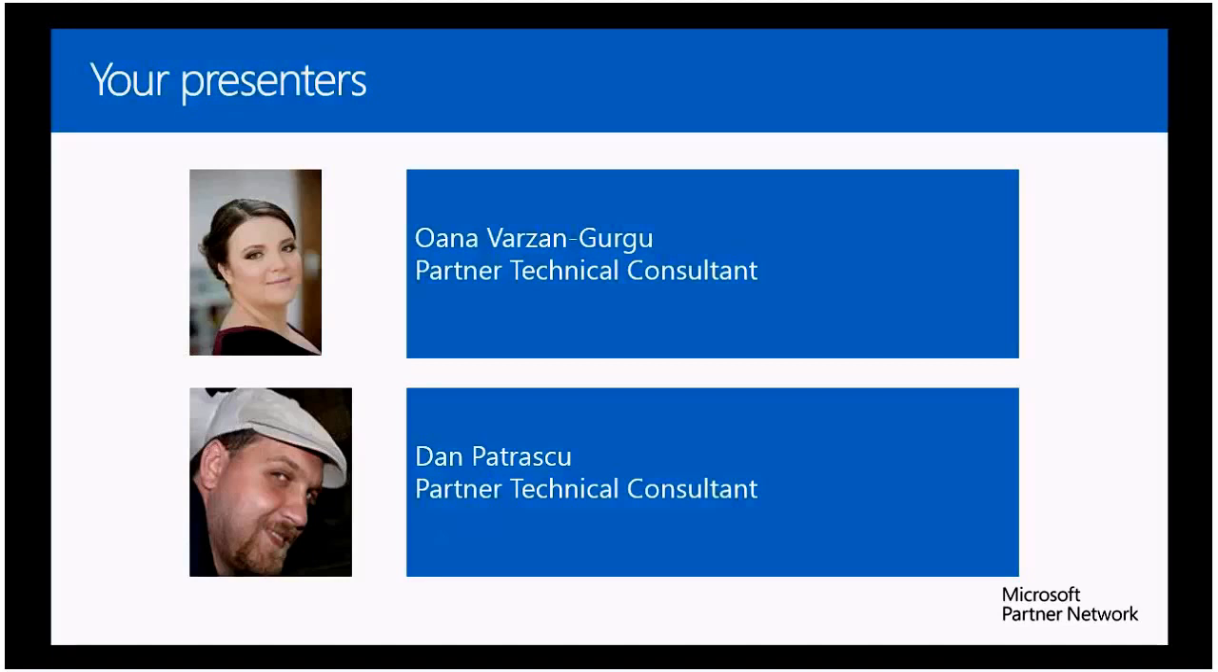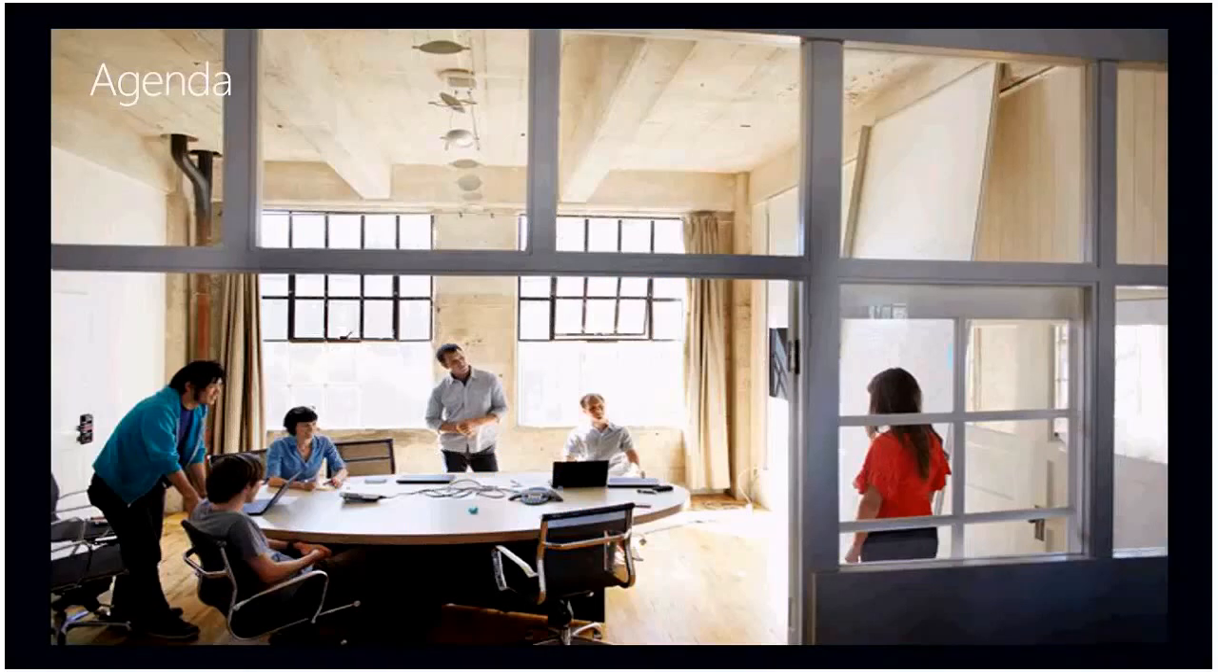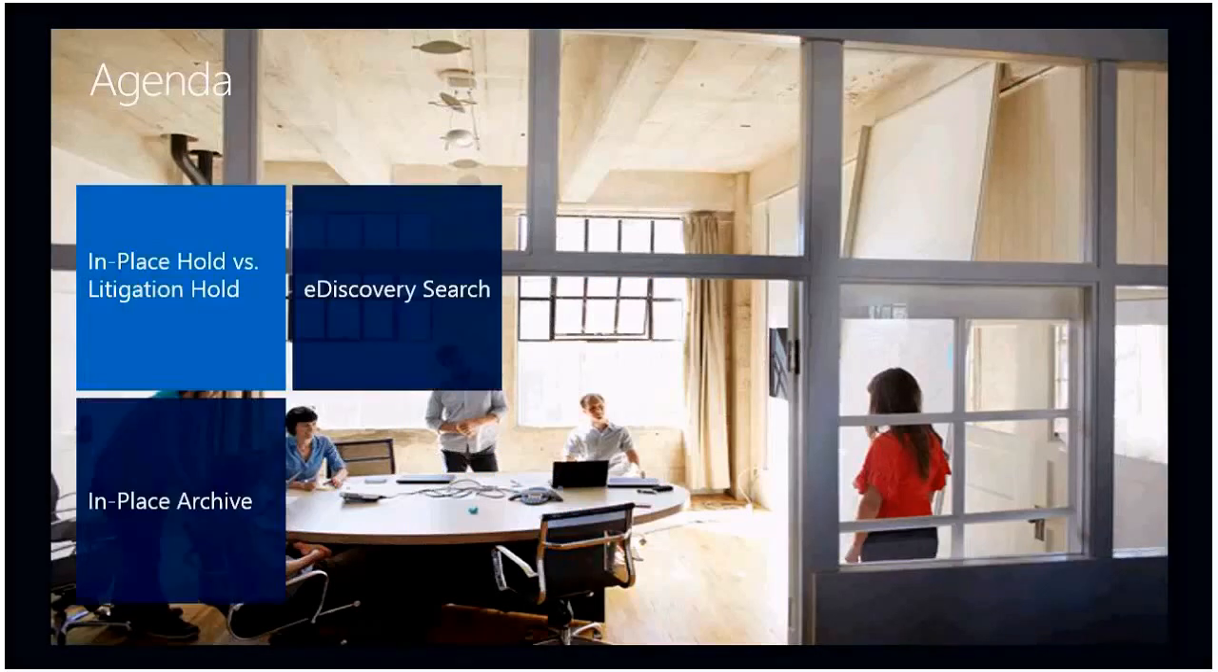Okay, thank you very much, Wana. And before we jump into the session itself, here is a brief look into our agenda for today. As I already said in the first part, we will concentrate today on 3 or 4 topics. One is in-place hold versus litigation hold. We will see exactly what each of these features does and how we can configure it, and so on. Then we will look also into eDiscovery search, which is strictly related to the in-place hold feature, as we will see.